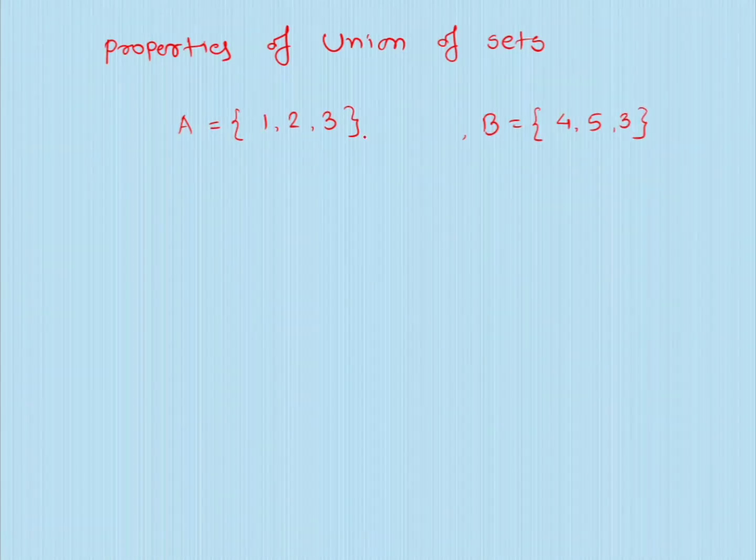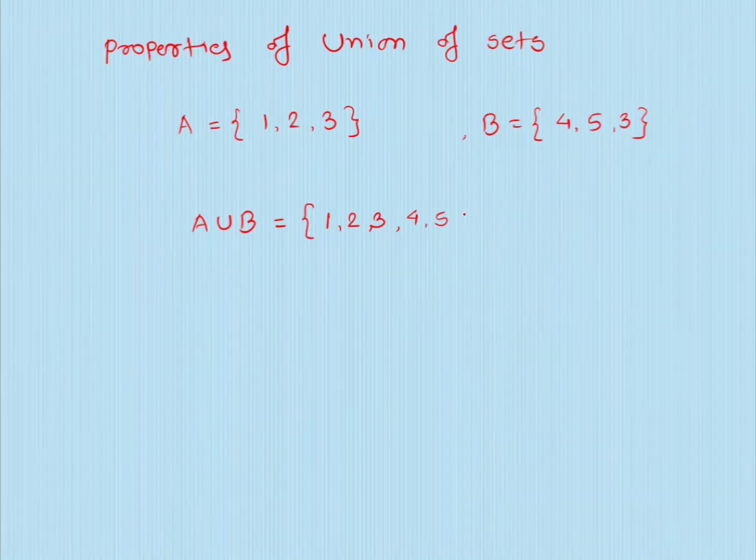Now if we have to find the union of these two sets, which is represented as A union B, that is equal to, now in this set we have to collect all the terms of set A and set B. First we'll write all the elements from set A, that is 1, 2 and 3, and then we'll write all the elements from set B, that is 4, 5, and here 3 is repeated, that's why we'll not take that. So this is the union of these two sets.